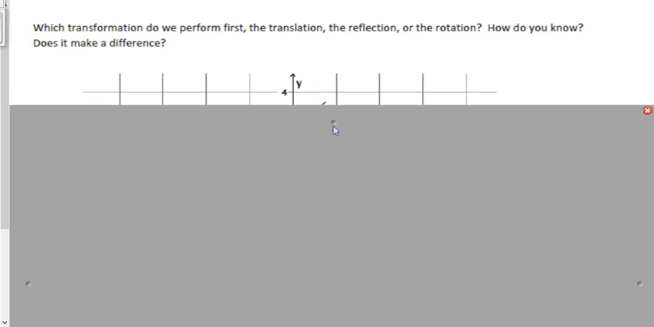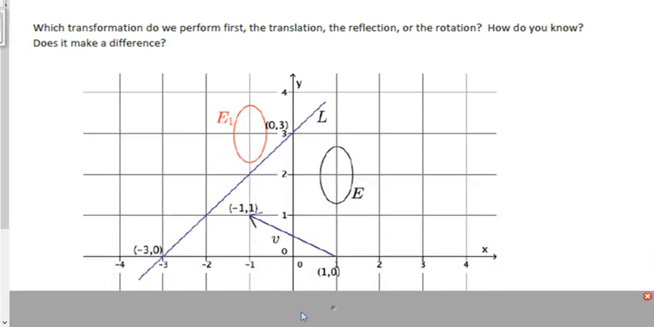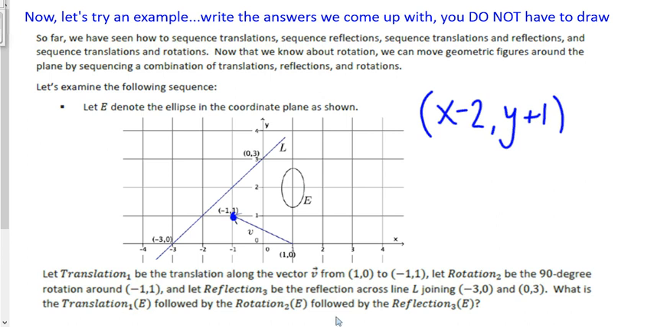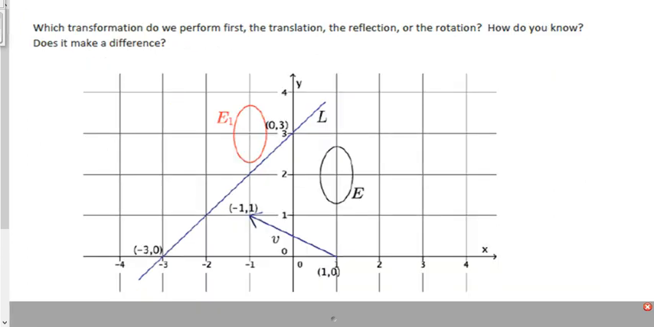And in this problem, the one that came first, go back and look, it wanted the translation first. So we first would translate it along this vector, or this distance of left 2, up 1. So we would take each of these points and go left 2, up 1, and we would redraw it. That would be our ellipse E prime, or image of E. Any of those notations would work. So here's where E prime is after the translation.